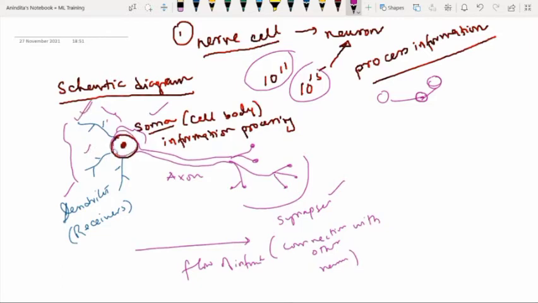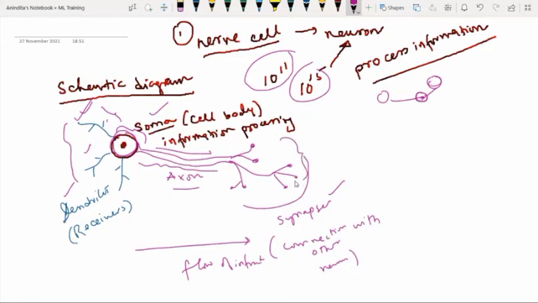They are processing all this information over here. And what is this axon? What is the responsibility of this axon? It is just like a cable through which neurons send the information. So through axon, information flows from one neuron to another.